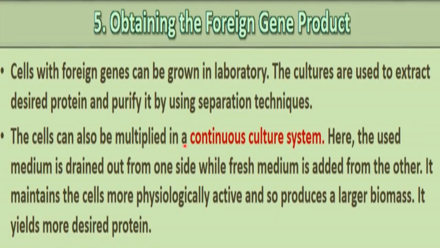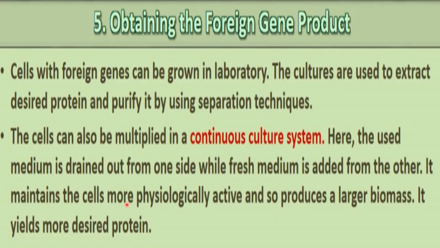copies of our proteins. Okay, so here the used medium is drained out from one side while the fresh medium is added from the other side. So what we are doing here, a culture system is made in the laboratory in which we are keeping the bacterial cells. And the nutrient medium we give to those bacterial cells is for their growth. The used medium is drained out from one side and the fresh medium is added from the other side. Those kinds of machines are used here.